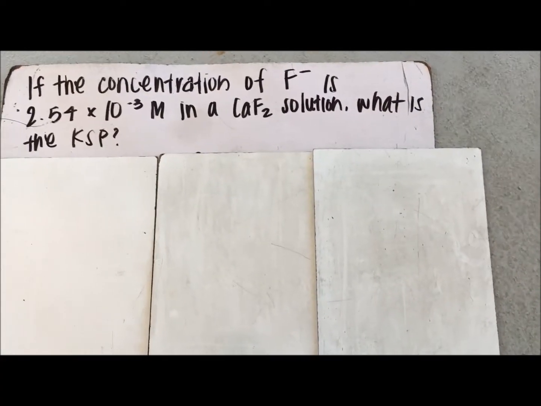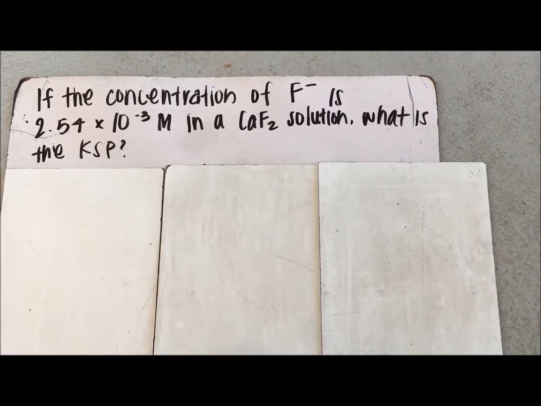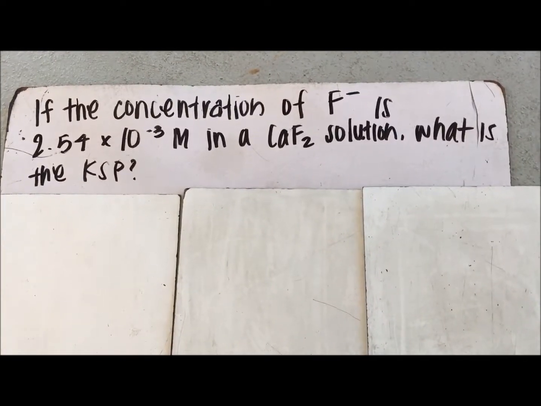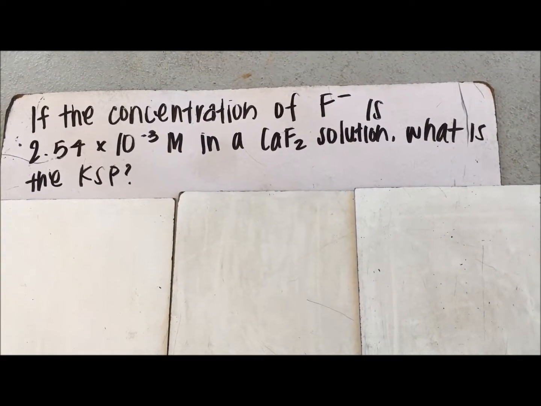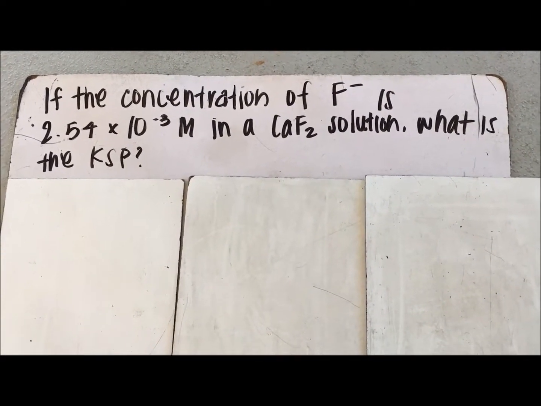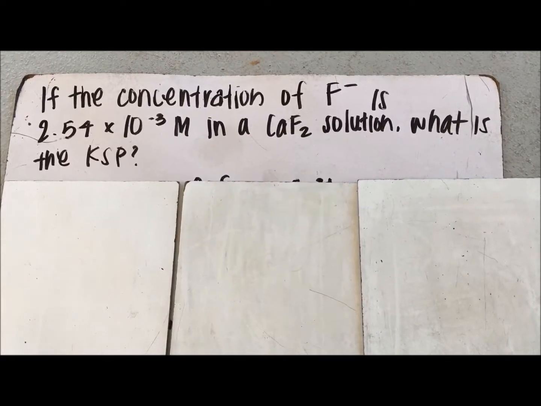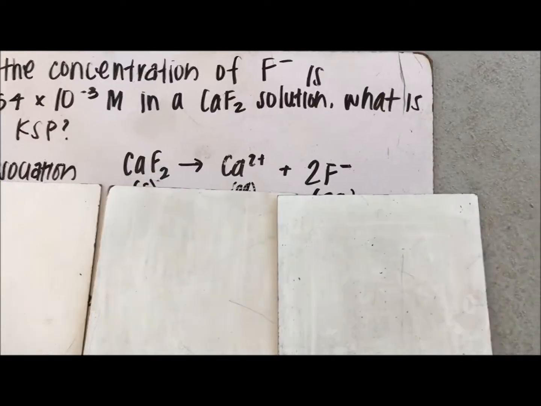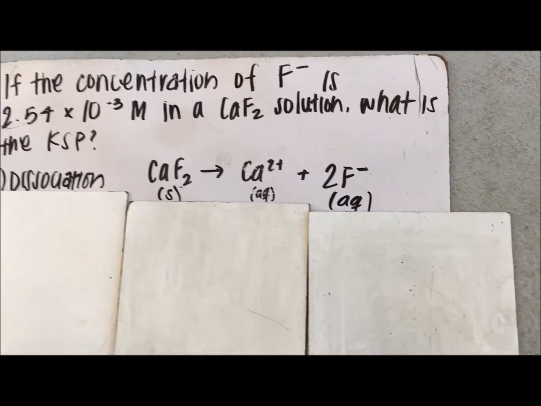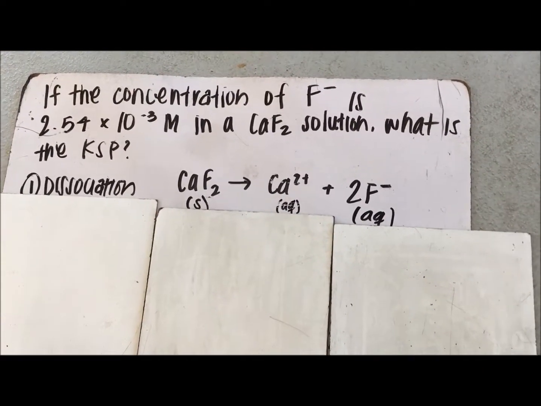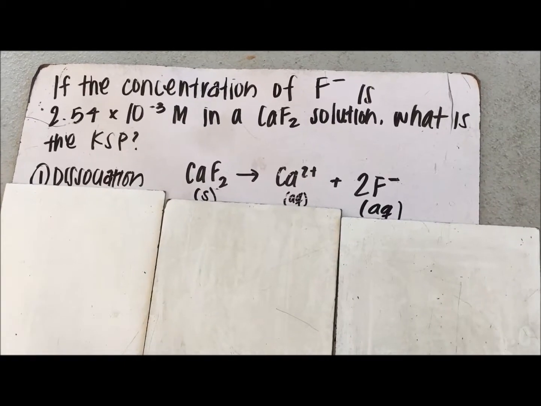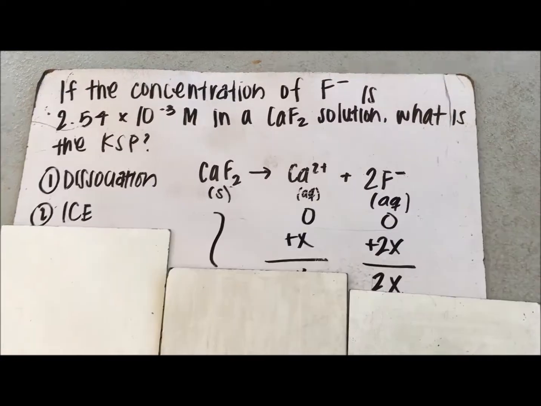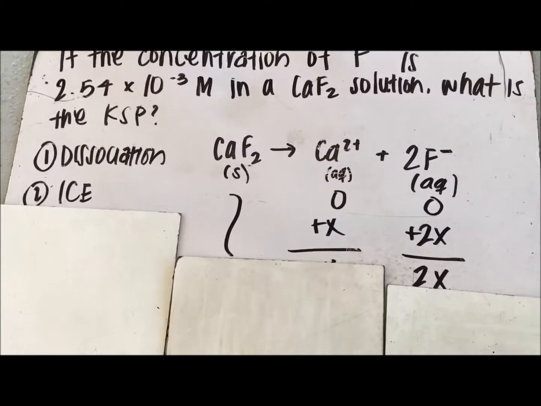So the next question is, if the concentration of F minus is 2.54 times 10 to the negative 3 molar in a calcium fluoride solution, what is the Ksp? So the first step you should take is to write the dissociation reaction, which will be this. And after you write out the dissociation reaction, we should always use the ICE table. So the next step you should take is to draw the ICE table.